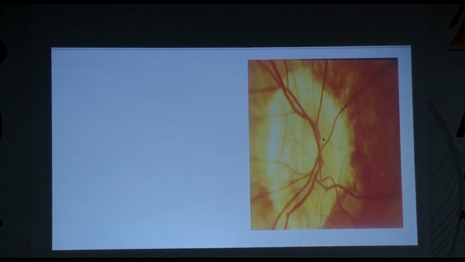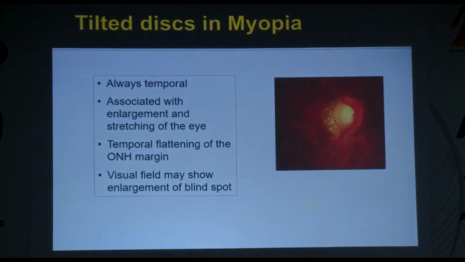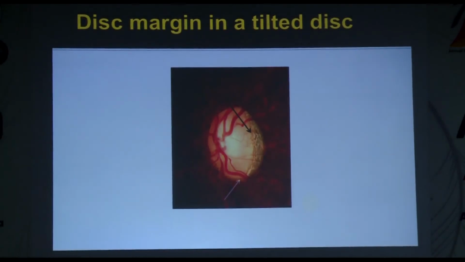Now what about this one? This is again impossible to interpret clinically. This is a myopic disc in which one needs to have a very high index of suspicion. Now myopic discs are usually tilted discs, and these are tilted temporally, so it's very important that you delineate the temporal margin of the disc from the margin of the peripapillary atrophy.